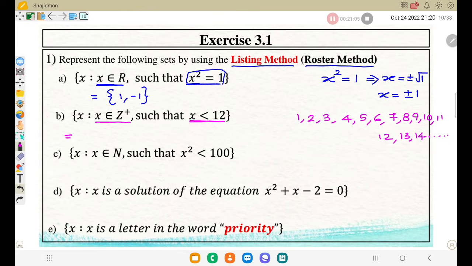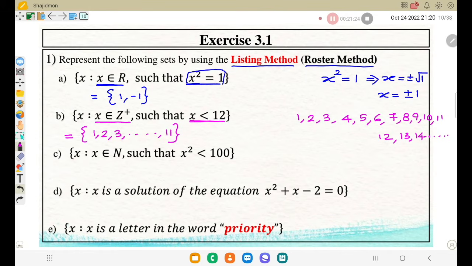So you can say the answer directly. What are the numbers? 1, 2, 3, 4, 5, 6, up to which number are we writing? Up to 11, correct? Because 12 is not included, so up to 11. So that is the answer, the set 1, 2, 3 up to 11. I hope you understood the question.